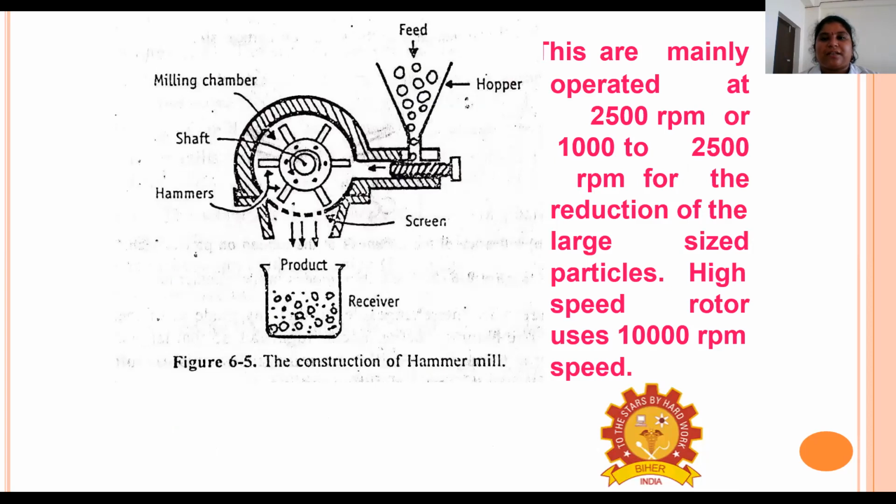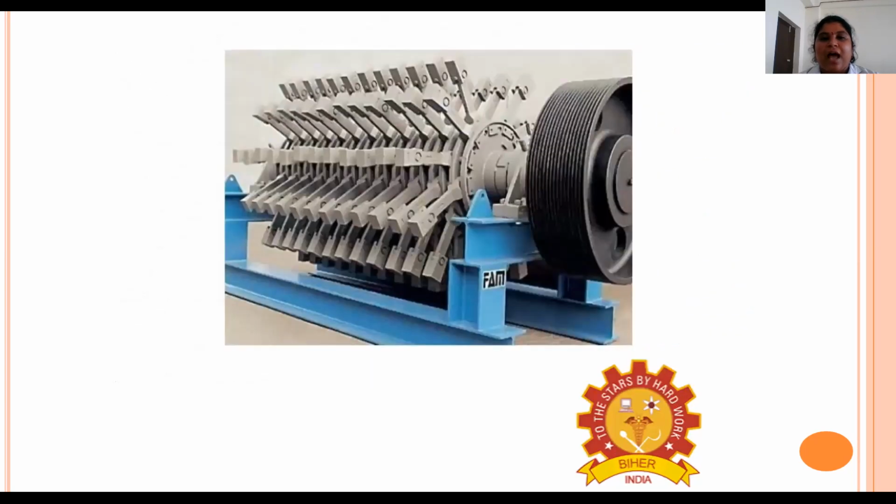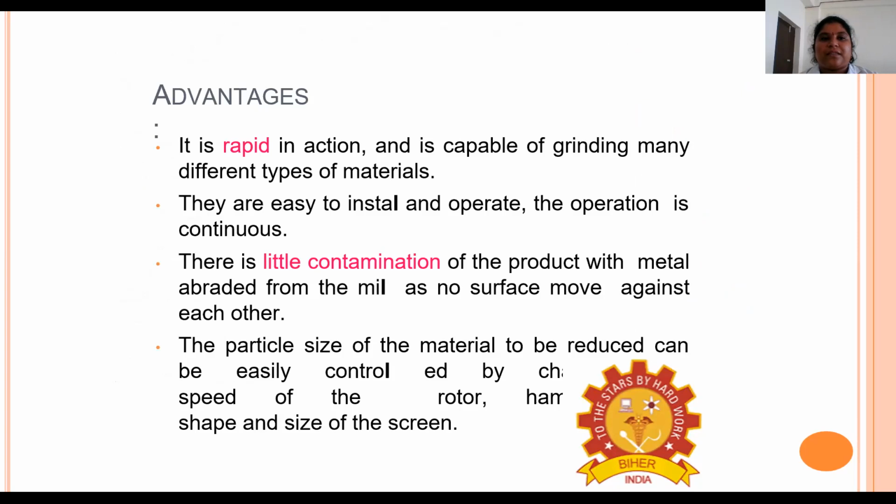And how much RPM does it rotate at? We normally use 1000 to 2500 RPM, but it can have a maximum high speed of 10,000 RPM. The hammer can work at 10,000.